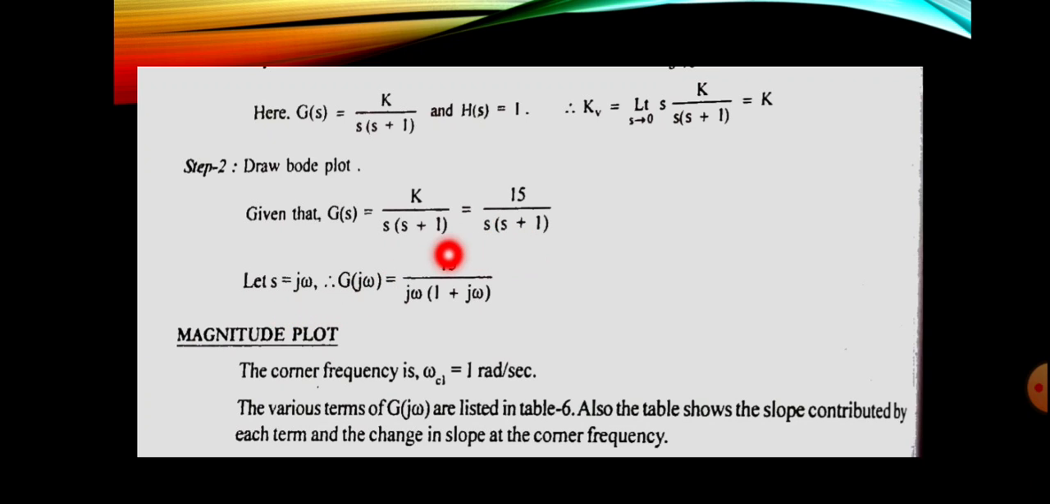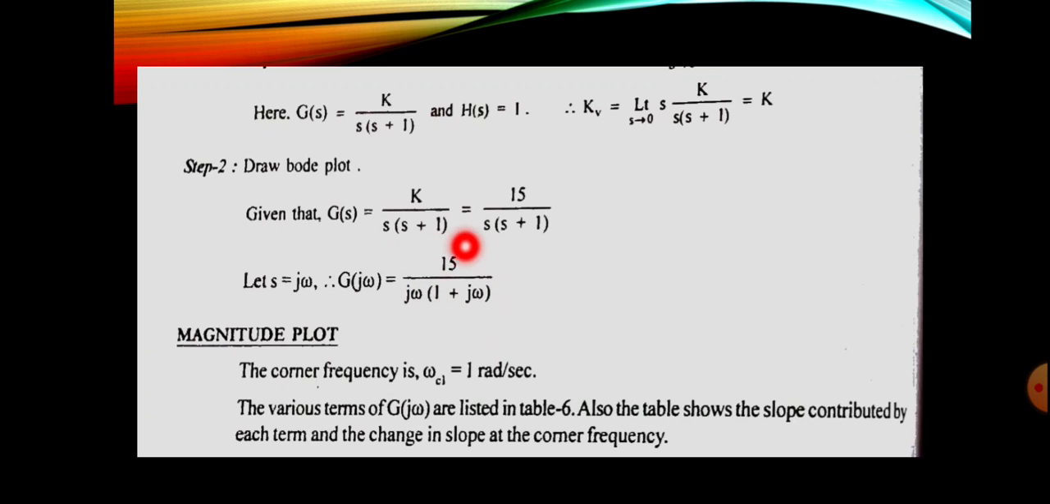This function becomes G of j omega equal to 15 by j omega into 1 plus j omega. From this function we can find the magnitude. We can draw the Bode plot, which includes a magnitude plot and a phase plot, on the semi-logarithmic graph sheet. First we draw the magnitude plot. For that, we make a table that includes the different terms. The first term is 15 by j omega and the second term is 1 by 1 plus j omega.